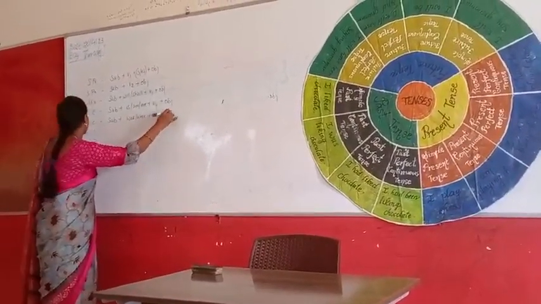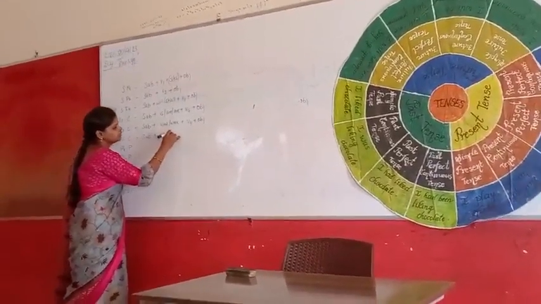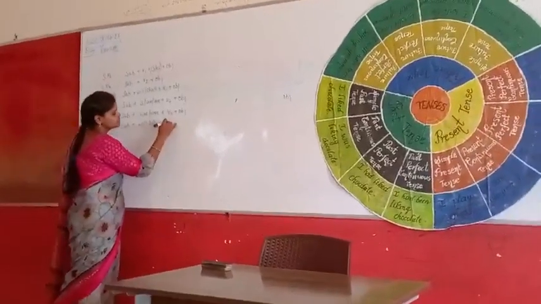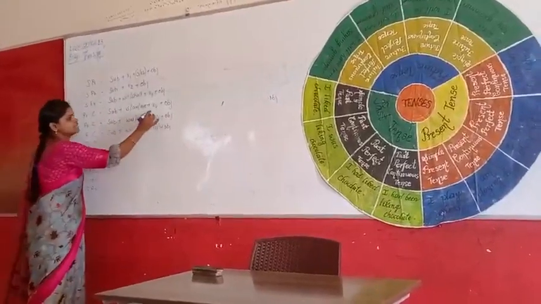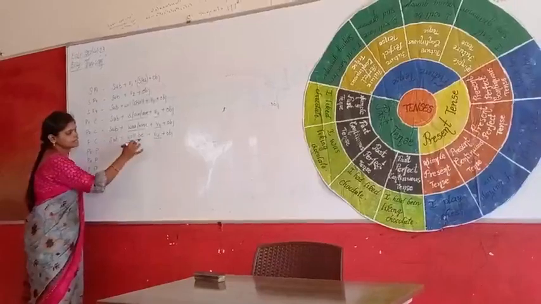V4 plus object. Future continuous: subject plus will be. Be forms are these words. So will be plus V4 plus object. Here in continuous tense, this V4 will be common. We should remember these words.